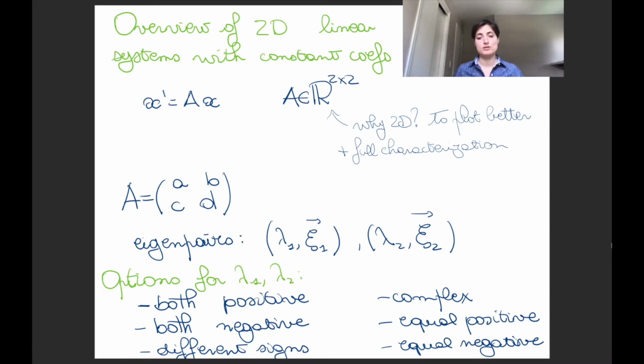And the options are limited. Either the eigenvalues have the same sign, or they have different sign. They can be equal, or they can be complex. We also have the situation in which we don't have two eigenvalues. So let's go through the review of all these situations in the most compact and fast way possible.